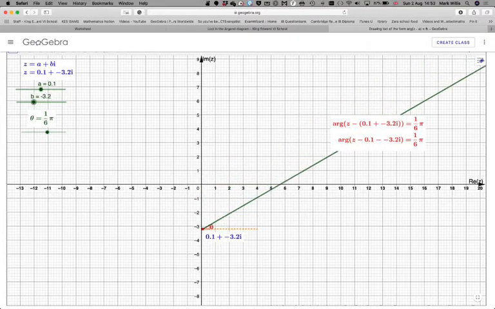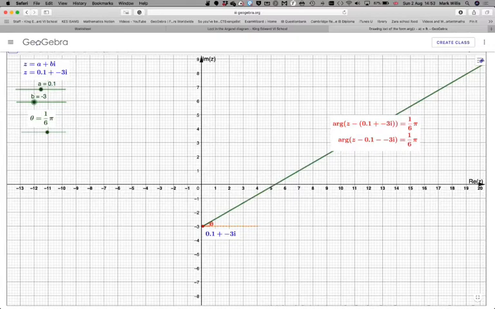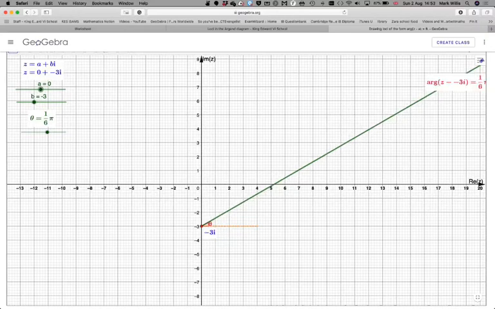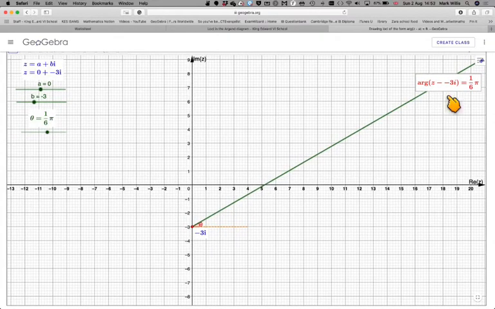let's move it downwards this time. Here you've got the argument. a must be a number, so let's just make a 0. For some reason that one's in the wrong place, but never mind. Here we've got the argument of z plus 3i is equal to 1/6 of pi, and you can see this is the point minus 3i on the imaginary axis.